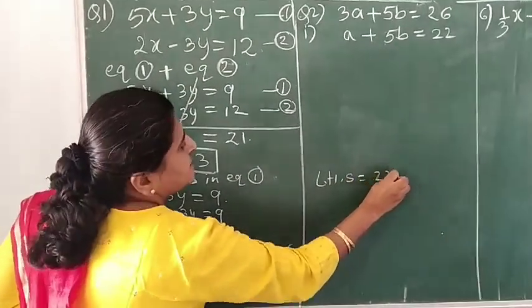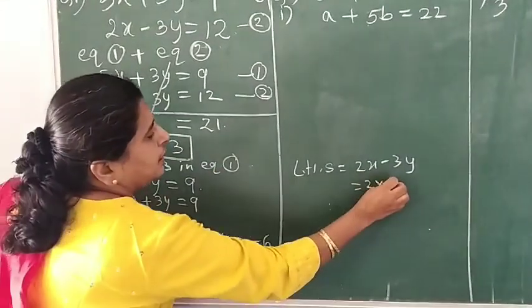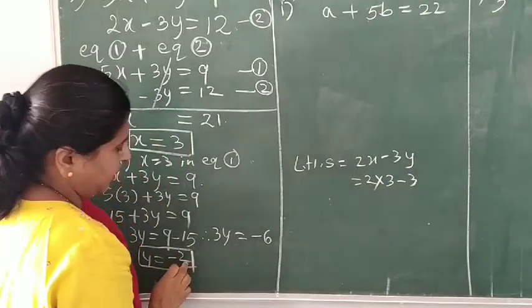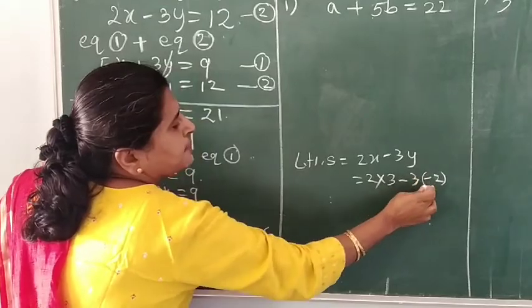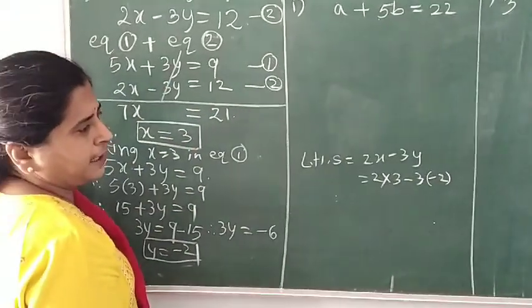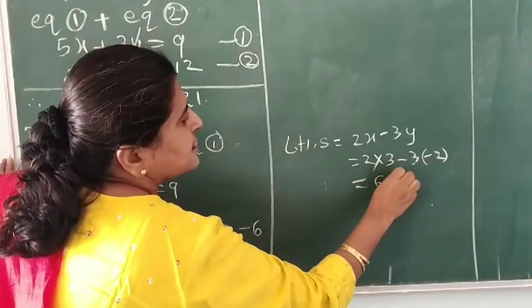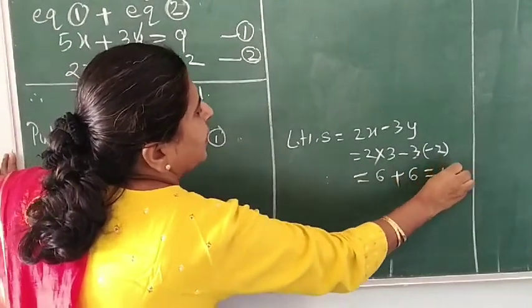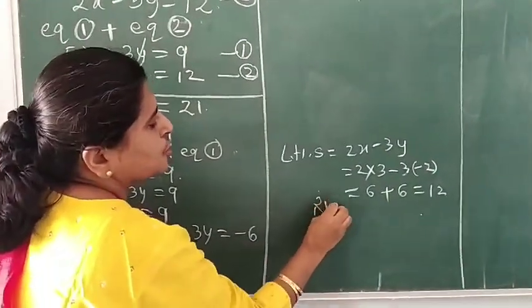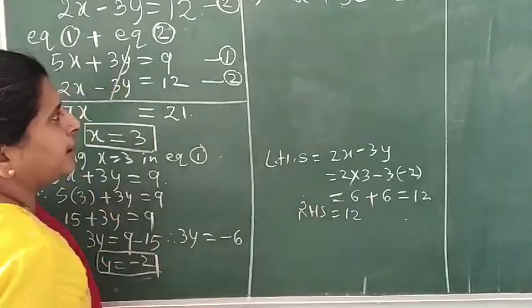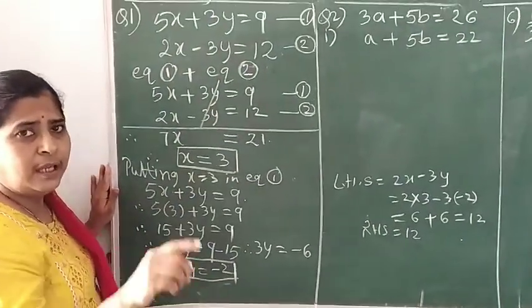LHS is 2x minus 3y. So 2 into the value of x, which we got as 3, minus 3 into the value of y, which we have got as minus 2. When this value is negative, you must put it in brackets. So 3 twos are 6, and minus minus will become plus, 6 plus 6 is 12. And what is your RHS? Yes, it is 12. So your RHS is also 12. So this is verified by substituting the values in equation 2, that your answer is perfectly correct.